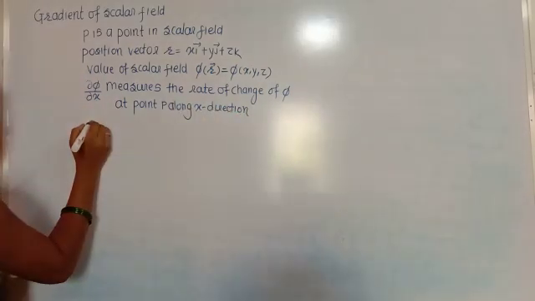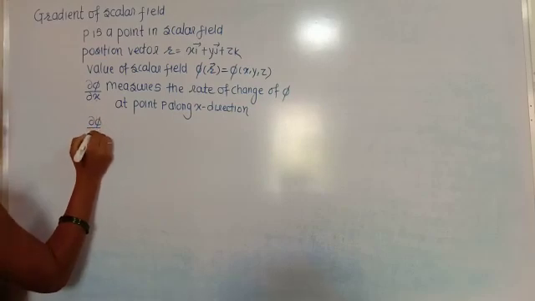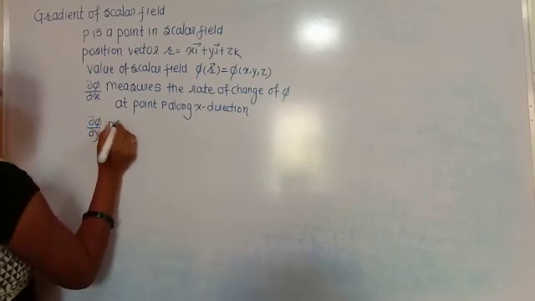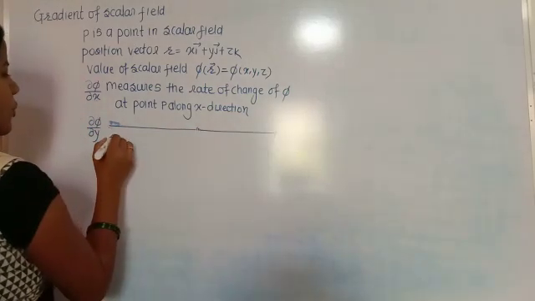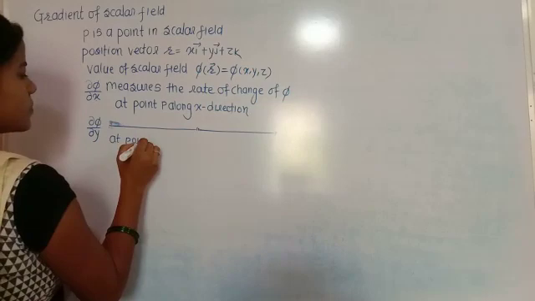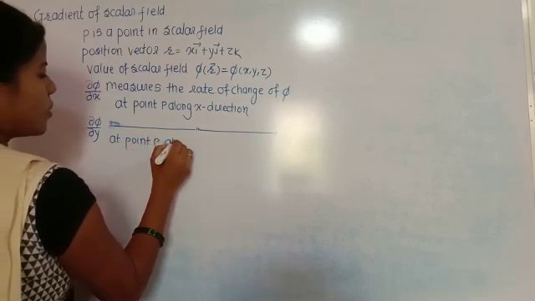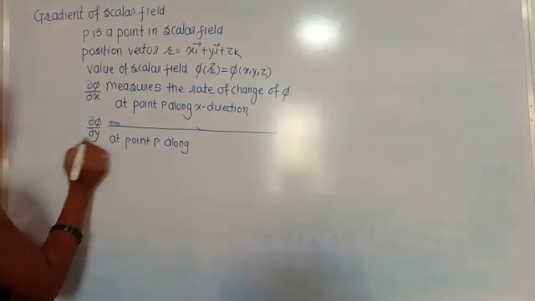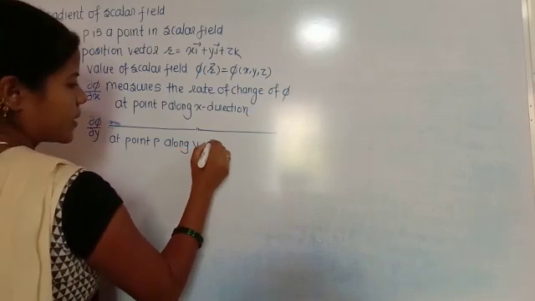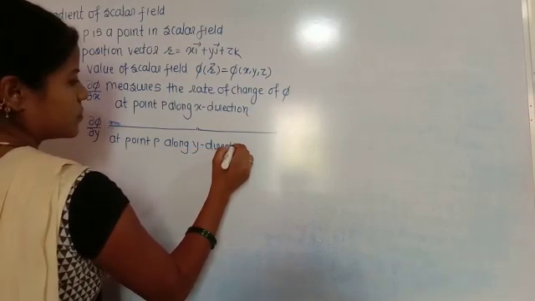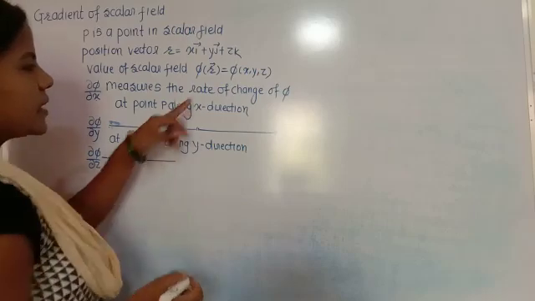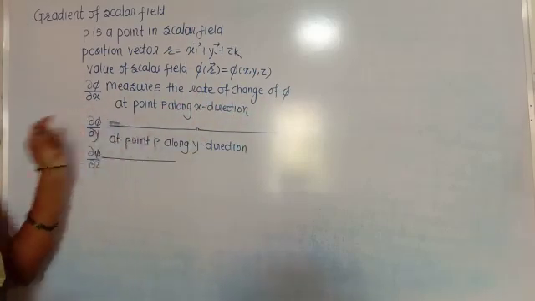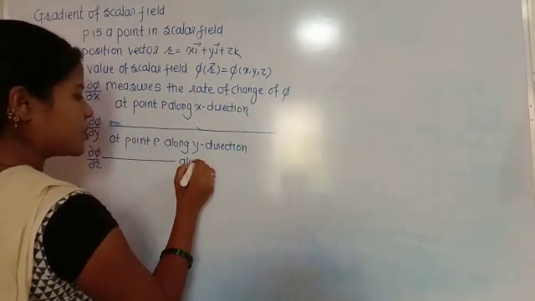Then again, the partial derivative of phi with respect to y measures, in the same way, the rate of change of phi at point P along the y direction, as this is the y coordinate. And the partial derivative of phi with respect to z measures the rate of change of phi at the point P along the z direction.